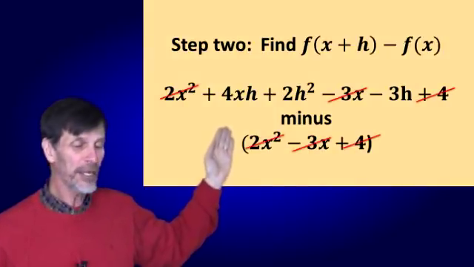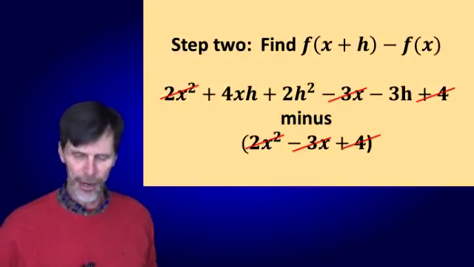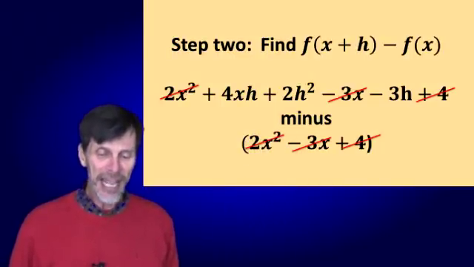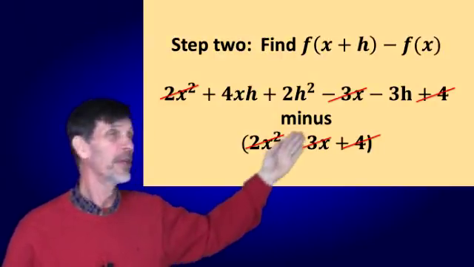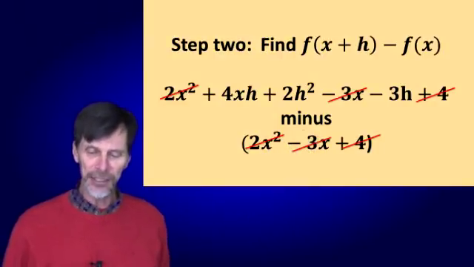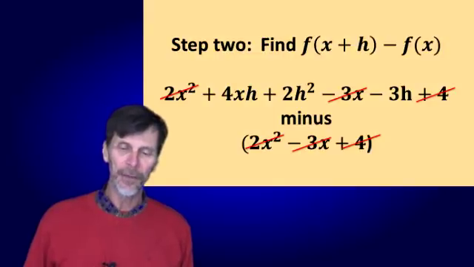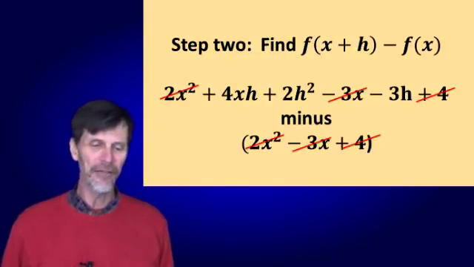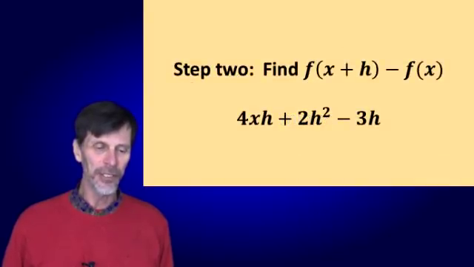So we'll have a 2x squared minus a 2x squared. They'll cancel. We'll have a negative 3x minus a negative 3x. They'll cancel. We'll have a 4 minus a 4. They will cancel. So we've calculated the difference between f of x plus h and f of x. There it is. Step 2 is complete.